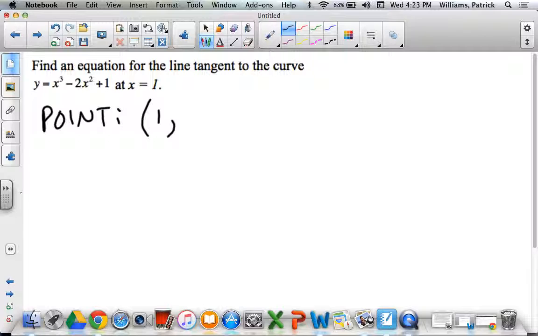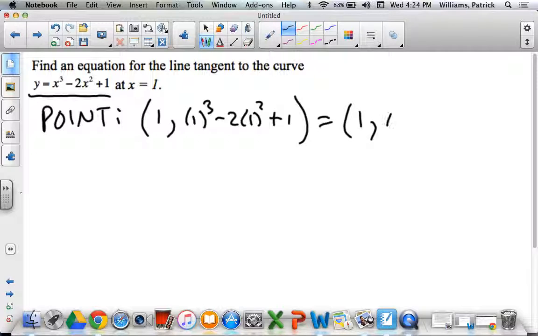So therefore, if we want to find the equivalent y value, what do we do? Well, we just plug x equals 1 into the equation for y. So that'll be 1 cubed minus 2 times 1 squared plus 1. We do all that out. We'll get 1 minus 2 plus 1. We'll end up with 0. Oh, that's convenient. All right, so that's our point right there.